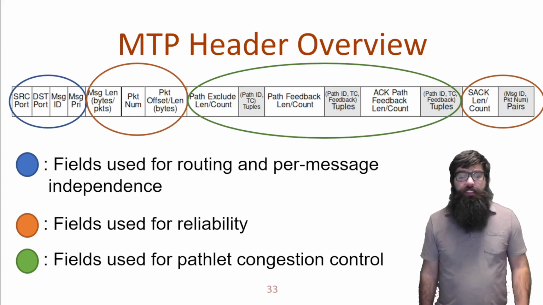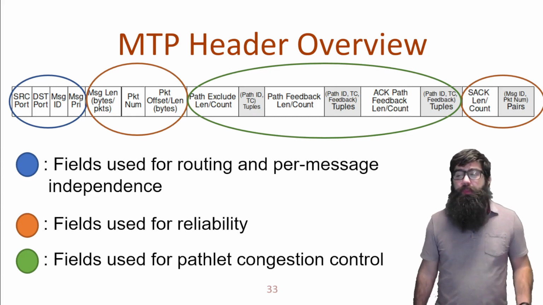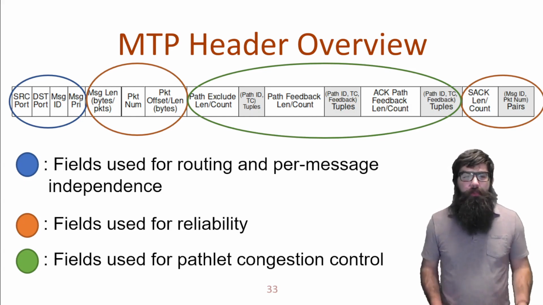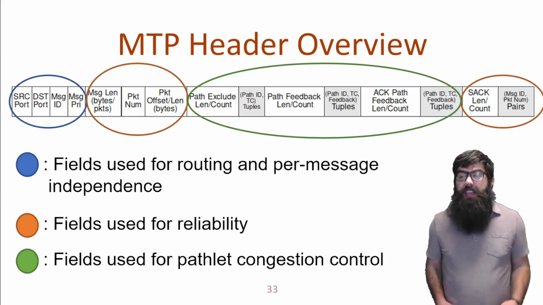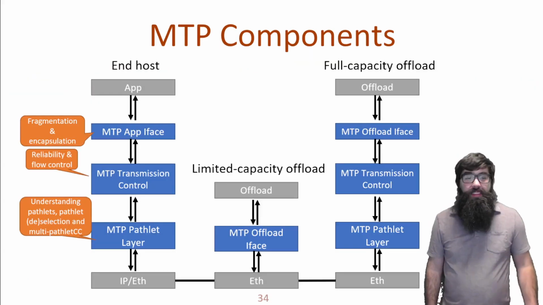Next, we have a path feedback list, and this is used to accumulate, for every pathlet that a message goes through, its type length value opaque congestion control feedback. Together, these enable both our message transport and pathlet congestion control. Next, this slide shows how the different components of MTP are layered together.